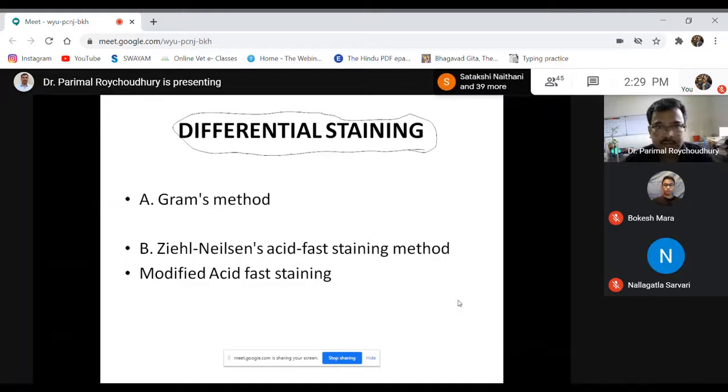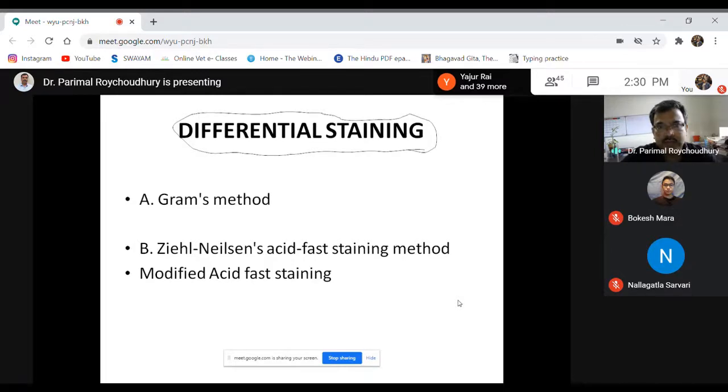So this Ziehl-Neelsen, they modified the staining techniques for demonstration of acid-fast bacteria. As you know, there are few organisms which are all basically gram-positive bacteria, but their cell wall contains some specific chemicals, like mycolic acid is present in the cell wall of Mycobacterium that causes the tuberculosis disease. And this bacteria, it's very difficult to demonstrate by Gram's method.